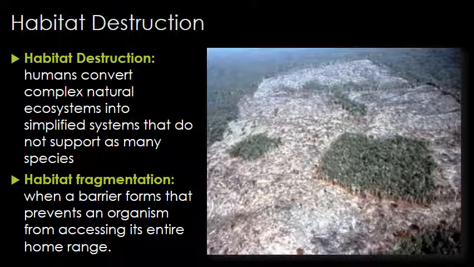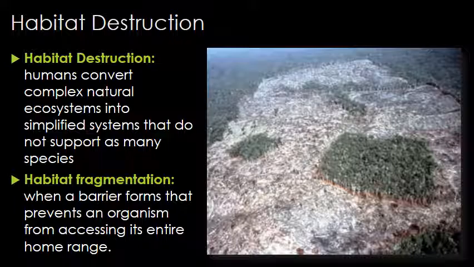Habitat destruction occurs when humans convert complex natural ecosystems into simplified systems that do not support as many species, such as farmland or urban areas. Tropical rainforests in particular are threatened by habitat destruction. Currently about 1% of the rainforest biome is lost each year due to logging or clearing for agricultural use. Since the 18th century, much of the wetland habitat in the United States has been destroyed because these areas were previously viewed as waste areas that were not useful to humans.